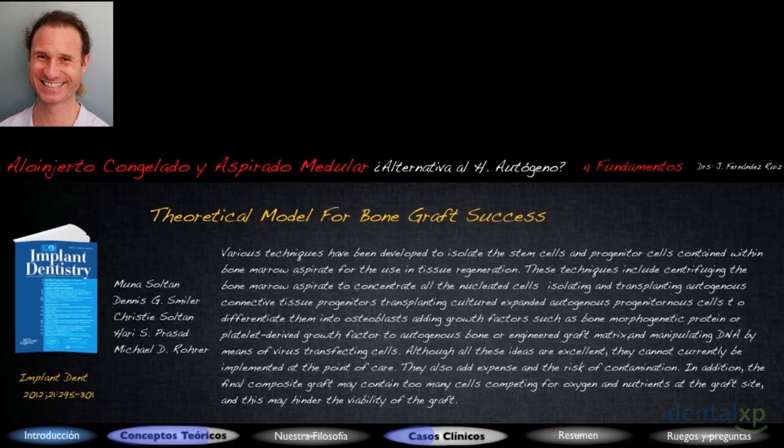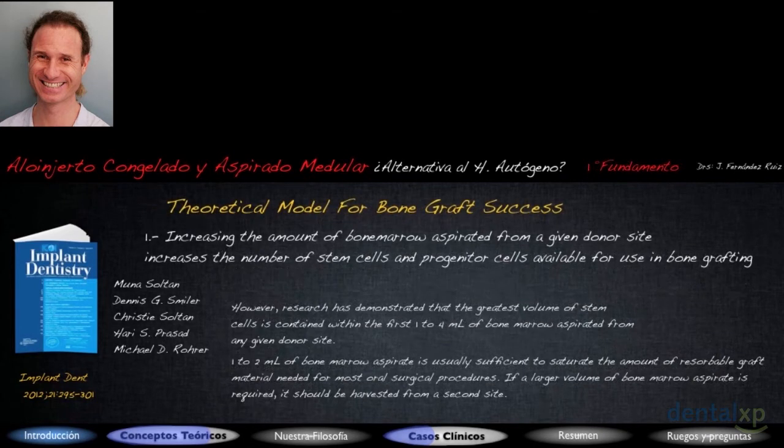However, research has demonstrated that the greatest volume of stem cells is contained within the first 1 to 4 milliliters of bone marrow aspirated from any given donor site. So 1 to 2 milliliters of bone marrow aspirate is usually sufficient to saturate the amount of resorbable graft material needed for most oral surgical procedures. So if a larger volume of bone marrow aspirate is required, it should be harvested from a second site.